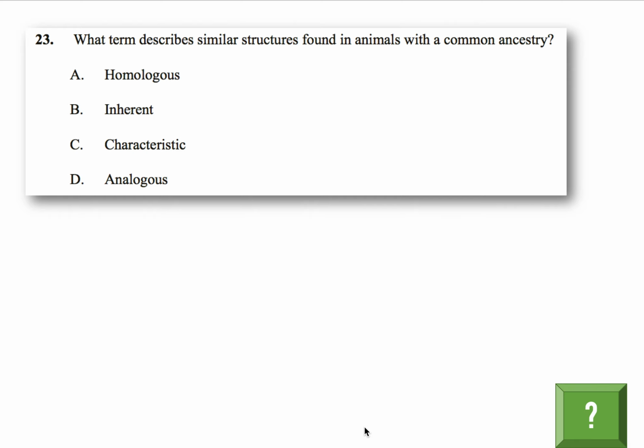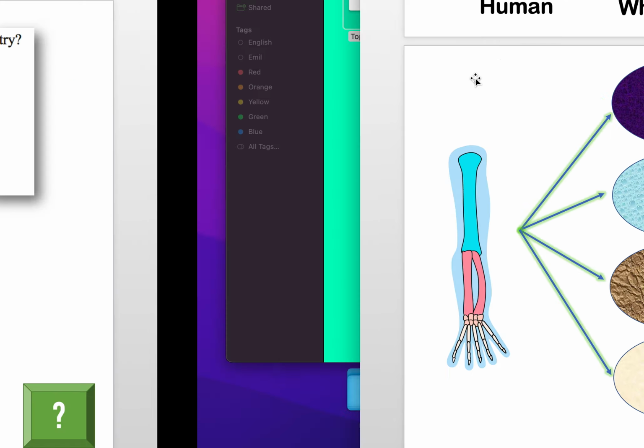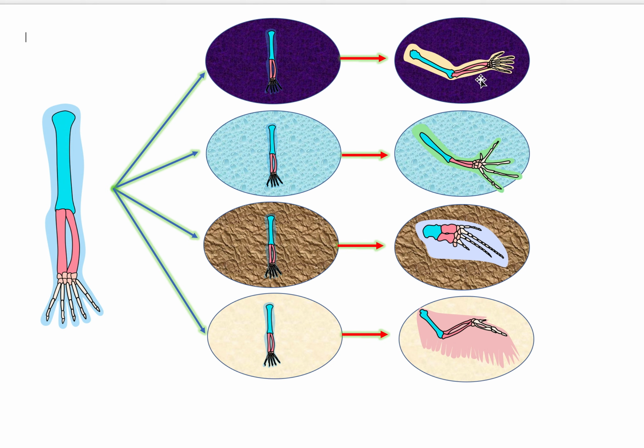Here we have some more questions on 5.1, so let's just get started. What term describes similar structures found in animals with a common ancestry? Okay, so basically what they're saying is, let's say we have a bunch of animals. So here we have a human, some kind of bird, maybe this is a frog, this is a whale, this is a bird, okay? So we have a bunch of animals.